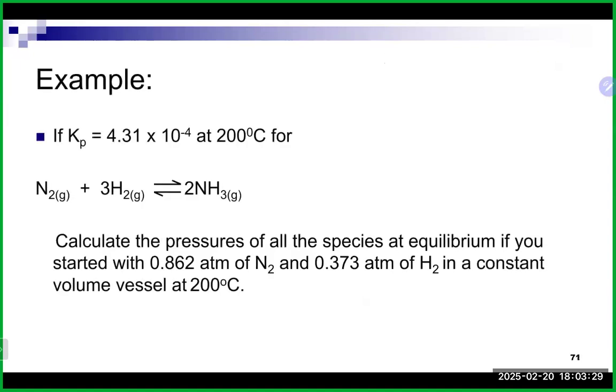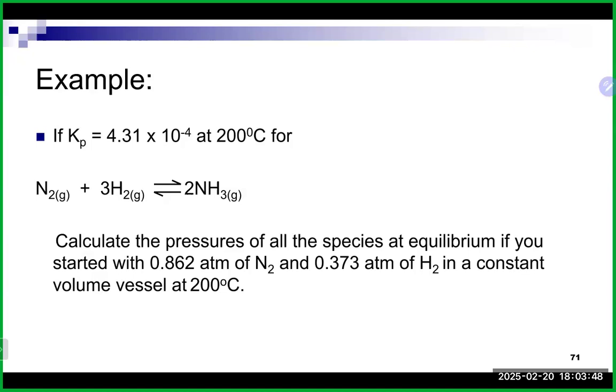There it is. All right, it's Kp in this case. Kp is 4.31 times 10 to the minus 4. Calculate the pressures of everybody at equilibrium if you started with 0.862 atmospheres of N2 and 0.373 atmospheres of H2 in a vessel.